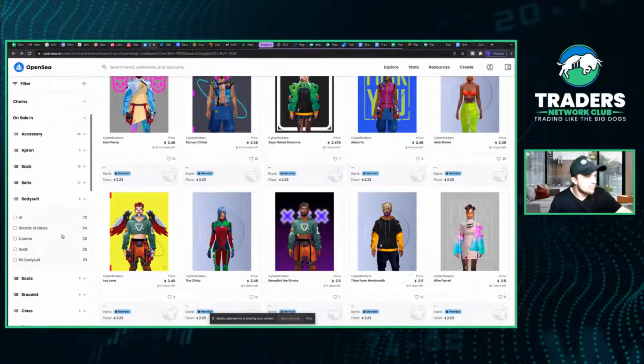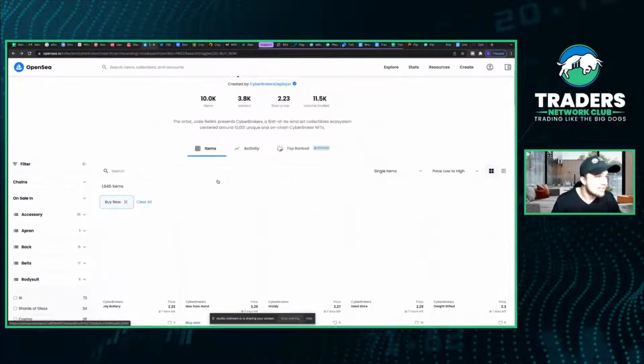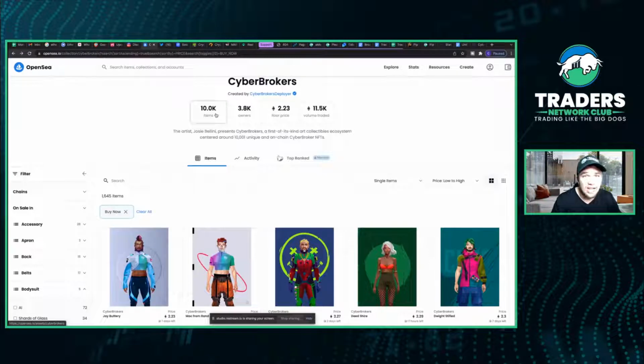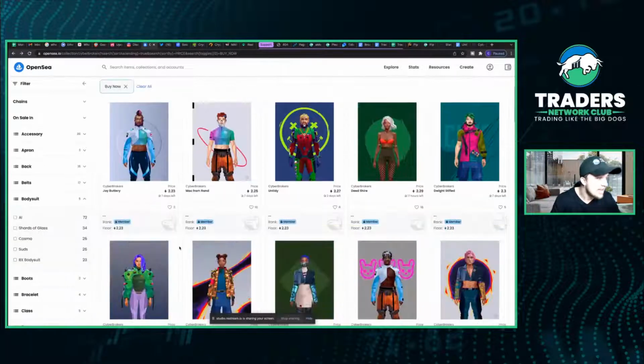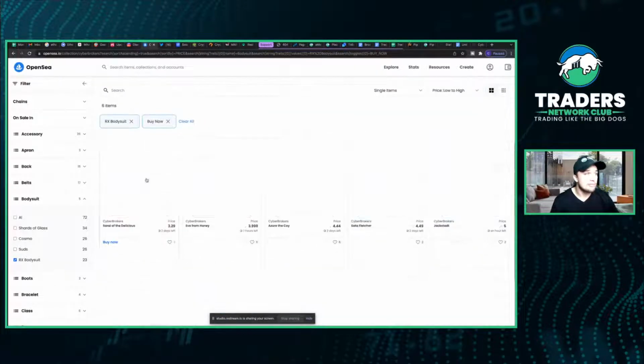And you can see it shows these numbers: 72, 34, 26, 26, 23, just showing you how many are available for this trait. So you can see the RX bodysuit is very low in how many they have available. It's only 23 NFTs that have the RX bodysuit, so it's pretty rare, compared to how many are, I think this is a 10,000 project. Yeah, 10,000 items. So out of 10,000, only 23 have the RX bodysuit. So this is gonna be very rare.